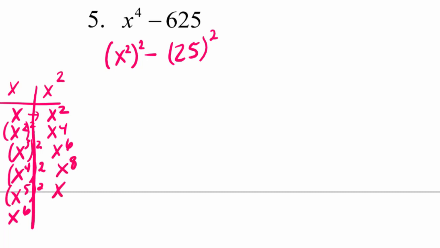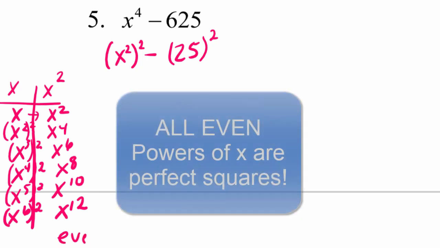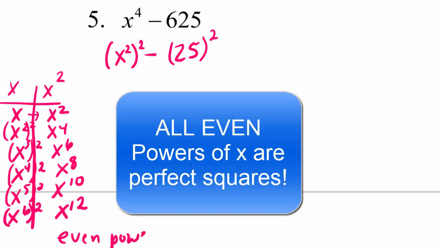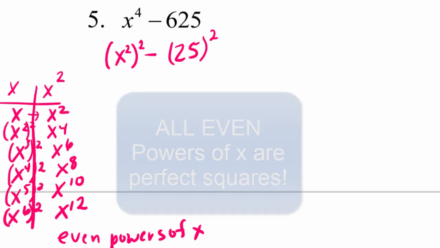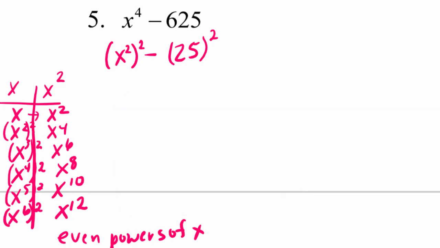So are you noticing on the right-hand side what kind of powers we're getting for the squares? Do you see the pattern? Even powers of x are perfect squares. Even powers of your variable are going to be perfect squares. So x to the fourth is definitely a perfect square, and it's x squared squared. I hope that makes some sense. Some little tip to help you as you do these problems.